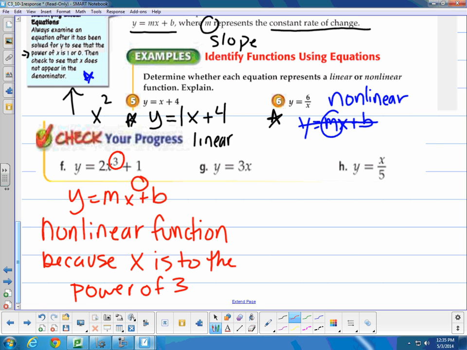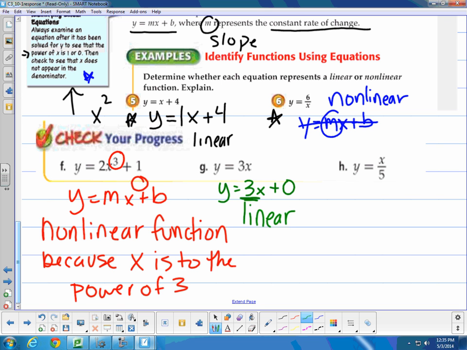Looking at G, I can write G as y equals 3x. I can write that as y equals 3x plus 0, my y-intercept being 0. Since I can write it in slope-intercept form, this is a linear function because it does have that constant rate of change.